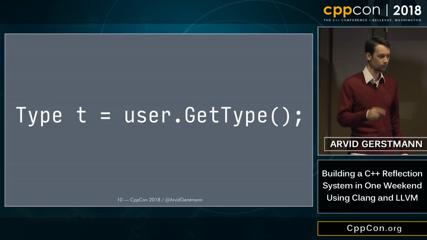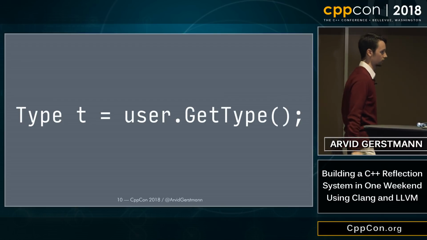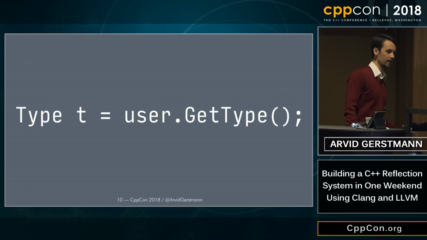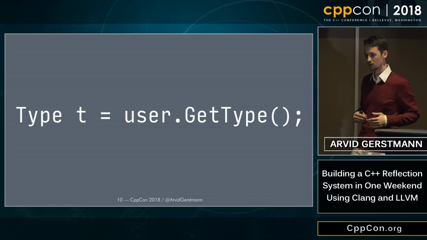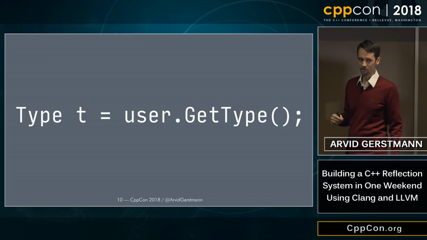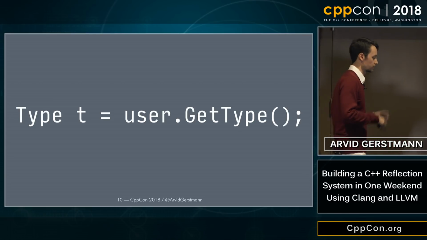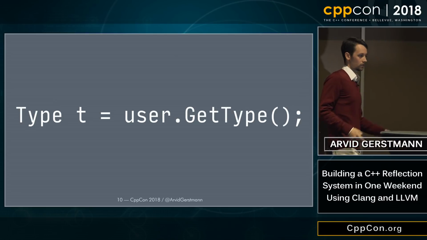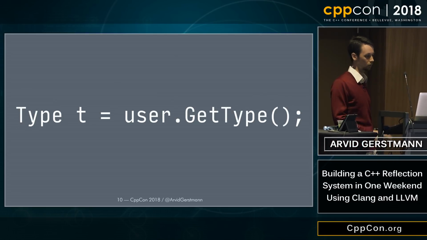GetType will return a type T in this case. And type is a runtime type. This is different to the types we have in C++ today. Today, if we want to work with types, we do that usually via templates. And templates are completely restricted to compile time. We cannot use them at runtime. It's impossible.